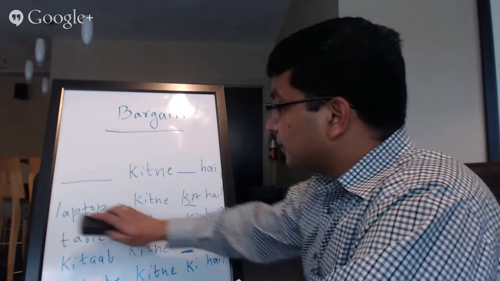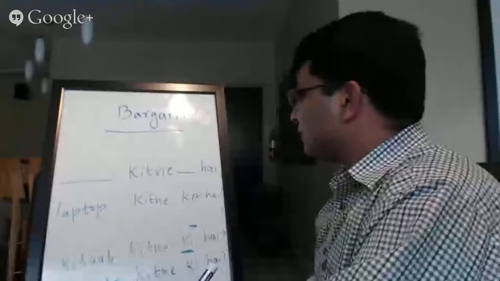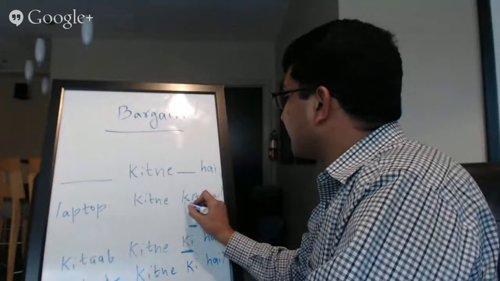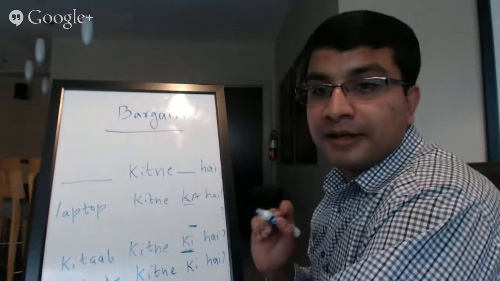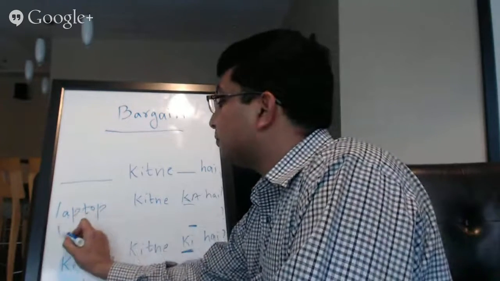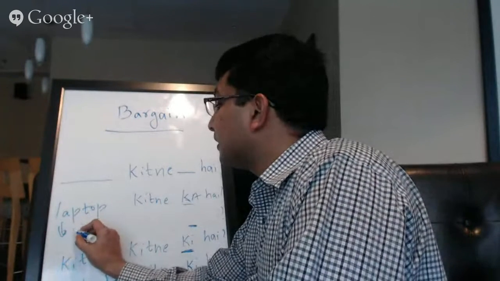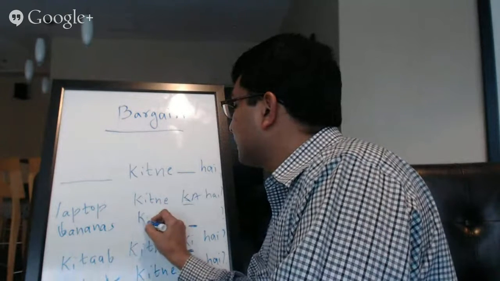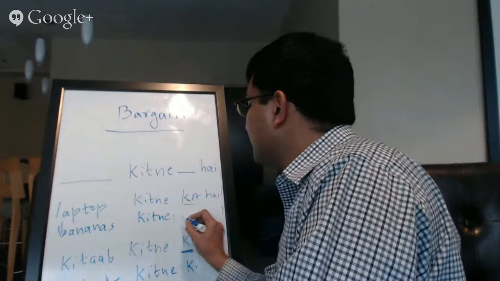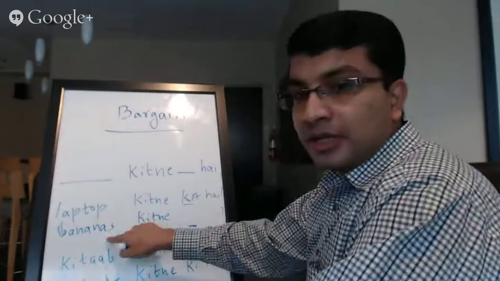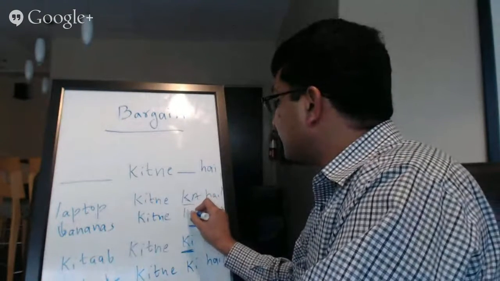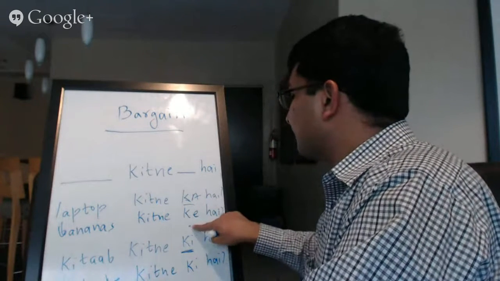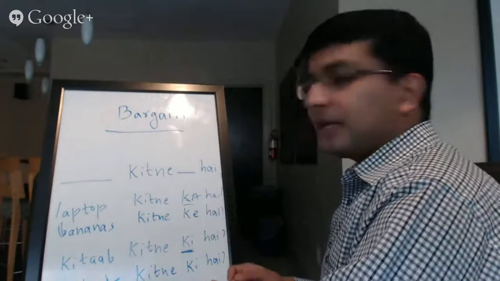So I'll remove one thing and then, so first is like laptop कितने का है. Let's take a fruit, banana. In this case, it will be plural. Bananas कितने. Because it's masculine and it's plural, it would be कितने के हैं. Bananas कितने के हैं.